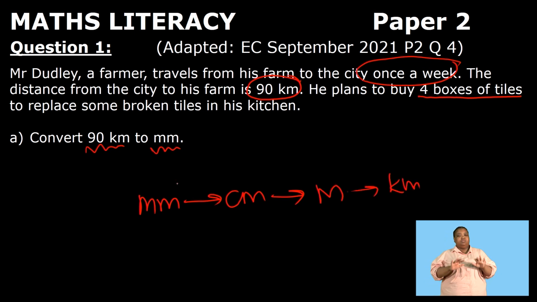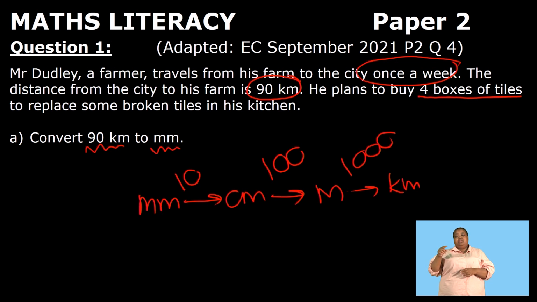So there is 10 millimeters in a centimeter, 100 centimeters in a meter, and 1,000 meters in a kilometer. This is different from mass. Mass is always 1,000. So now what's going to happen is we are at kilometers and we want to go to millimeters. So we are jumping.